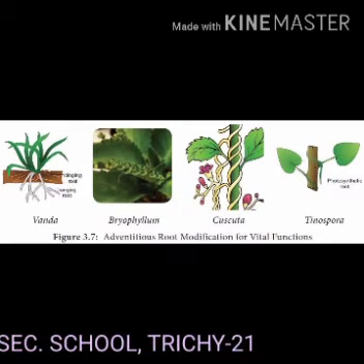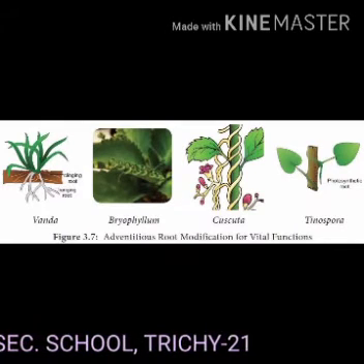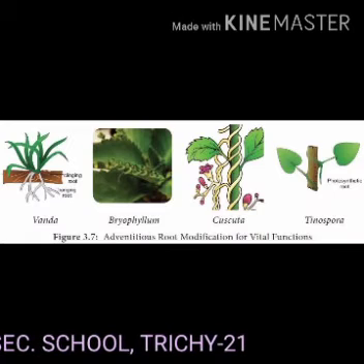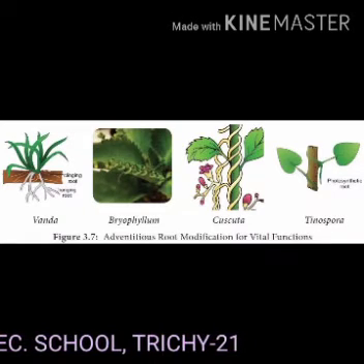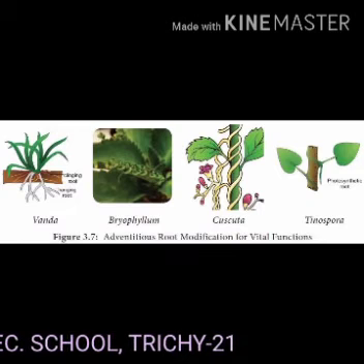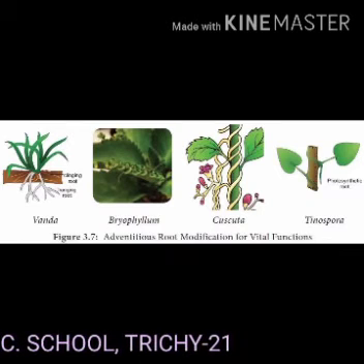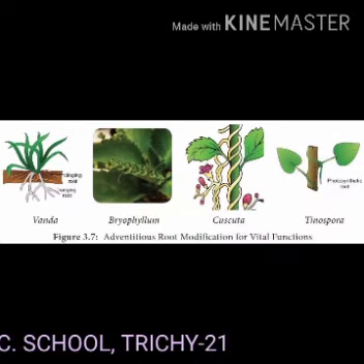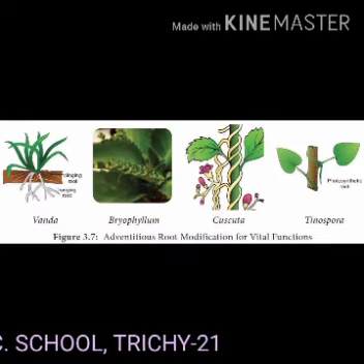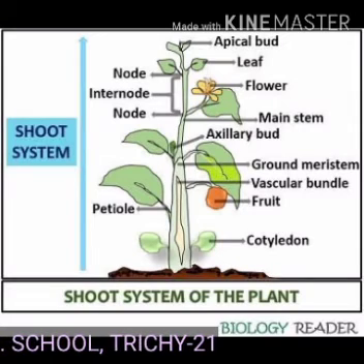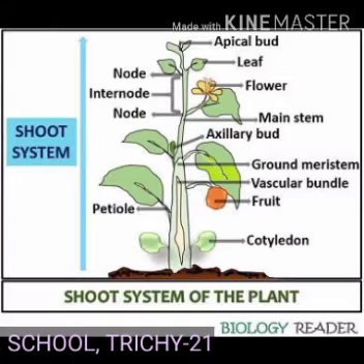Photosynthetic roots. Photosynthetic roots are otherwise called as assimilatory roots. Roots of some climbing or epiphytic plants develop chlorophyll and turn green, which help in photosynthesis. Example, Tinospora. Next, we are going to see about shoot system.